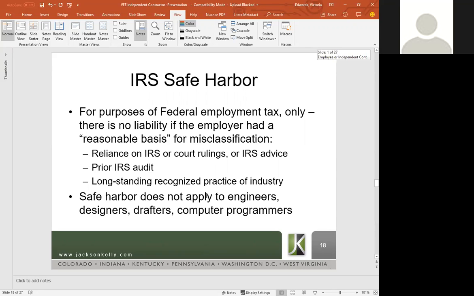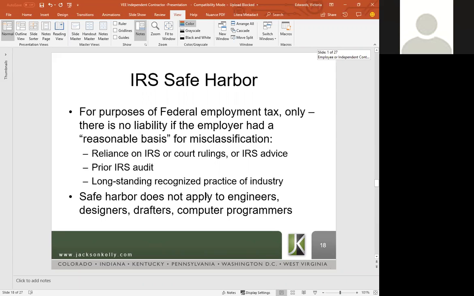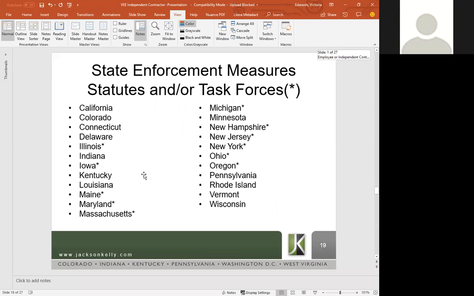If you had a quote unquote reasonable basis for the misclassification, you had in-house counsel, or, for big companies, you relied on an IRS determination or court ruling, or a prior IRS audit, someone came in and said you could do it this way, and then that changed. And the last one, a long-standing recognized practice of the industry, like the insurance industry. So if there are certain items that you can point to, you might be safe from a fine from the IRS or other penalties. That's all I'm saying.